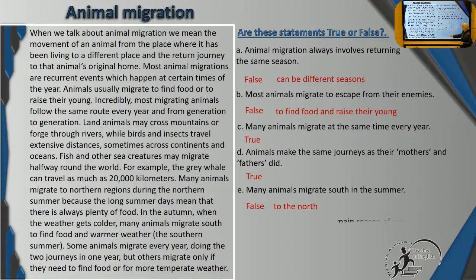Okay, now the next one. Finding food is rarely the main reason of a migration. Rarely? Is it rarely? Of course not. So this is a false statement. We can say it's one of the main reasons. The last one.